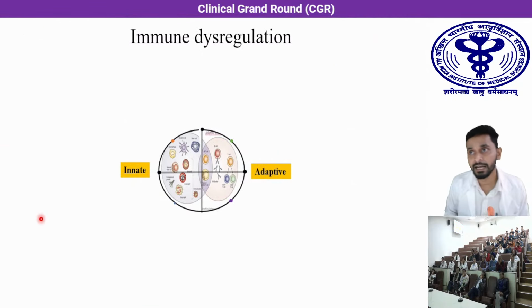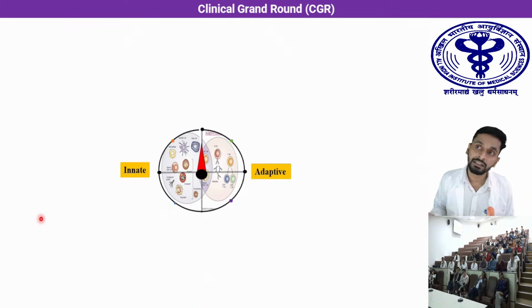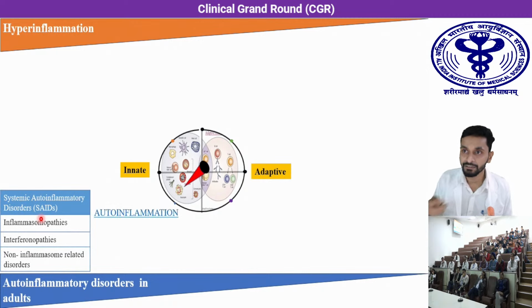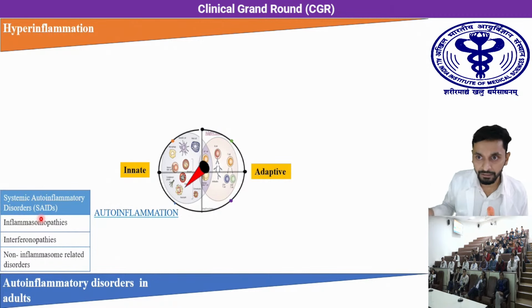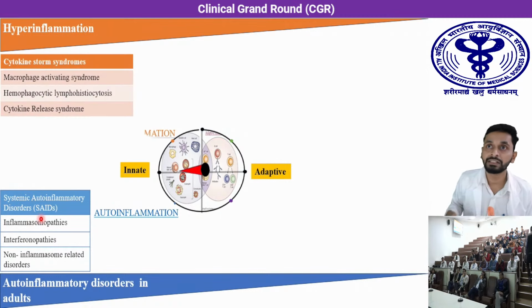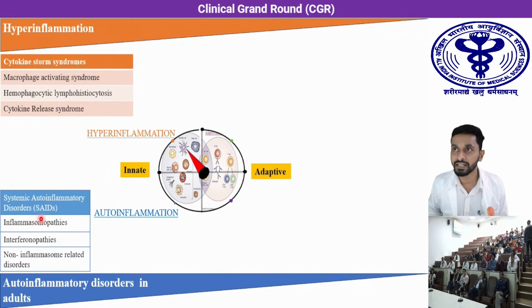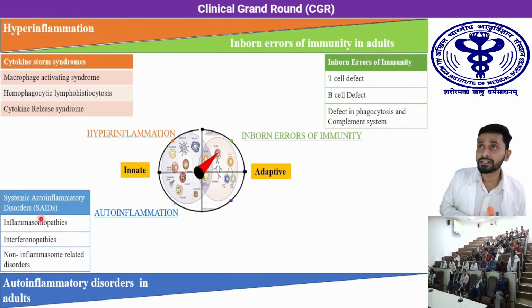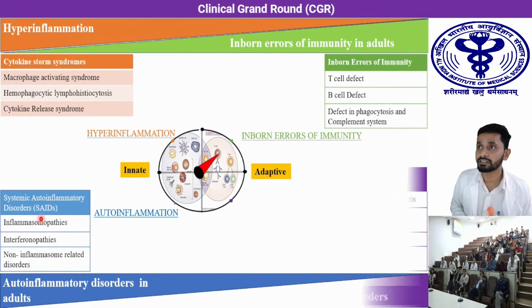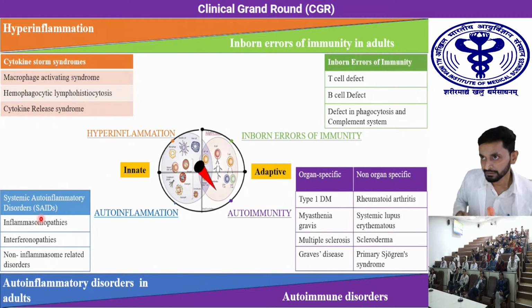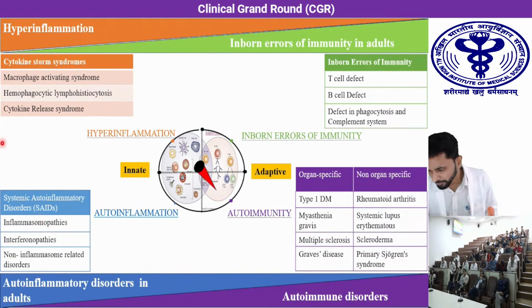So immune dysregulation can happen in 3 ways. When innate immunity goes into dysregulation, 2 spectrums can happen. One is autoinflammatory disorder in adults, which can be inflammasomopathies, interferonopathies, and non-inflammasome related, which include rheolopathies. Hyperinflammation consists of macrophage activation syndrome, HLH, and cytokine release syndrome. Inborn errors of immunity involve dysregulation of both innate and adaptive immunity. Autoimmunity is more prone to adaptive dysregulation. Now we will jump into the mechanism of adaptive immunity.